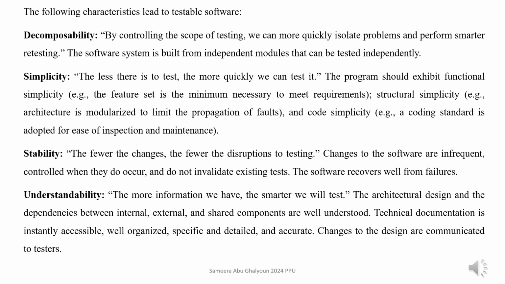7. Understandability. The more information we have, the smarter we will test. The architectural design and the dependencies between internal, external, and shared components are well understood. Technical documentation is instantly accessible, well organized, specific and detailed, and accurate. Changes to the design are communicated to testers.